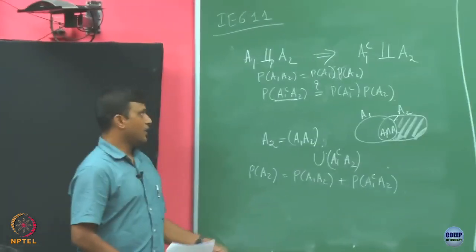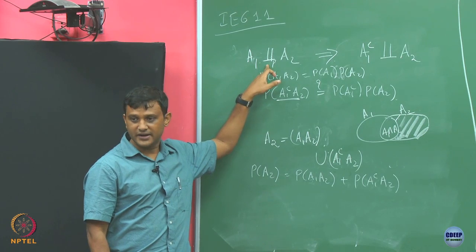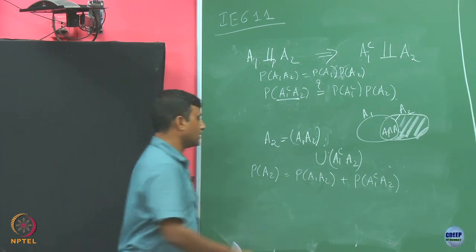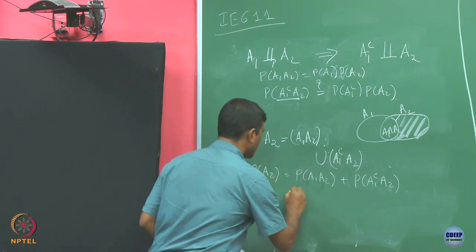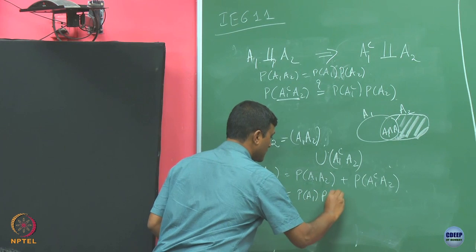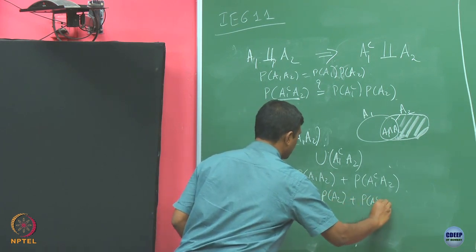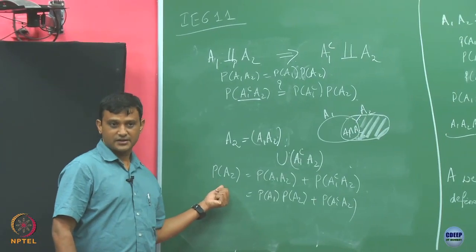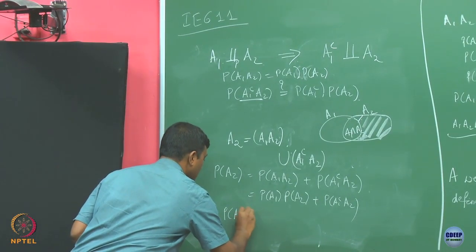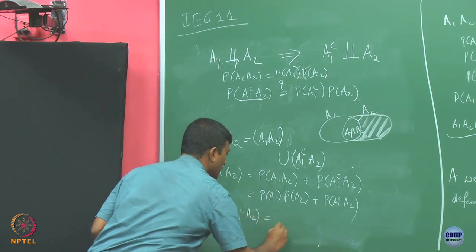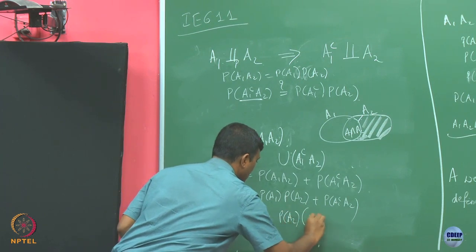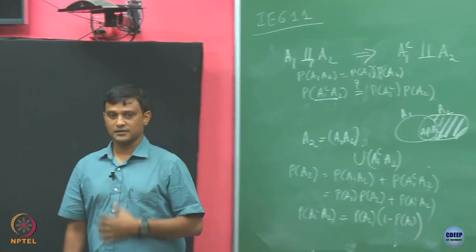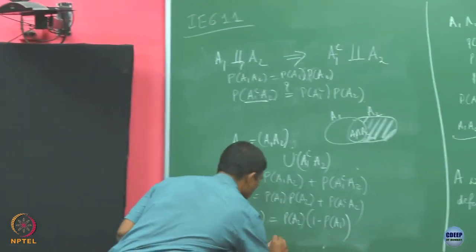Now what do I know? I have been told A1 and A2 are independent, right? If A1 and A2 are independent, I am going to apply that condition here. What am I going to get? P of A1 and P of A2, whatever this part is. Now if you simplify, take this quantity to the other side, what you are going to get? P of A1 complement intersection A2 is going to be what? P of A2 times 1 minus P of A1. Is this correct? And what is 1 minus P of A1? It is simply going to be P of A1 complement.